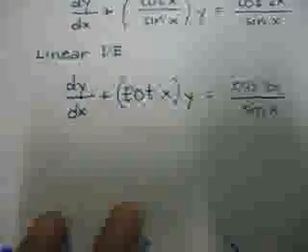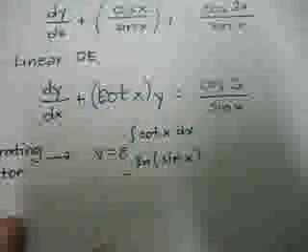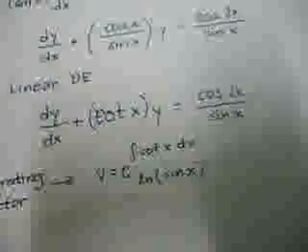Now this should be clear to you now that this is a linear differential equation in its standard form. So since cosine x over sine x is just equal to cotangent x, you could rewrite the expression like this. And remember that in solving a linear differential equation, we should find the integrating factor. Okay, so we go ahead and do that.